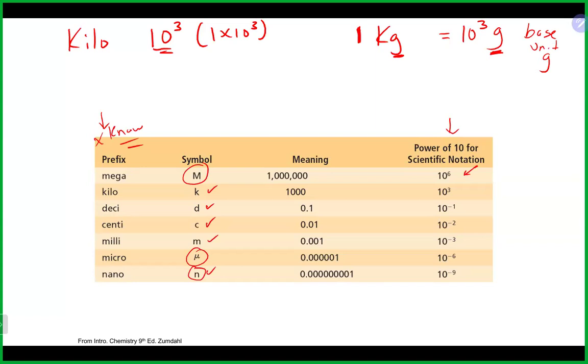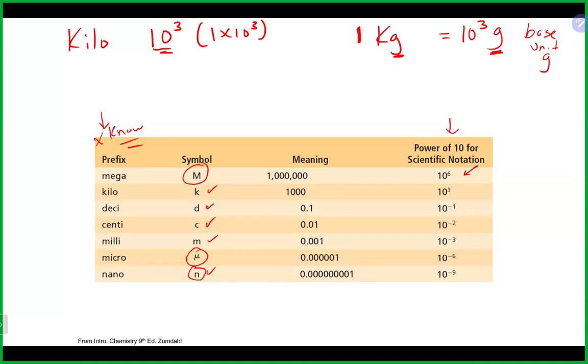And it's very, very common. People will do that backwards. They'll go, hey, there's like 10 to the 3 kilograms in 1 gram. So that is what the 10 to the 6, 10 to the 3, 10 to the minus 1 represents: how much there is in the base unit to one of the prefix units.